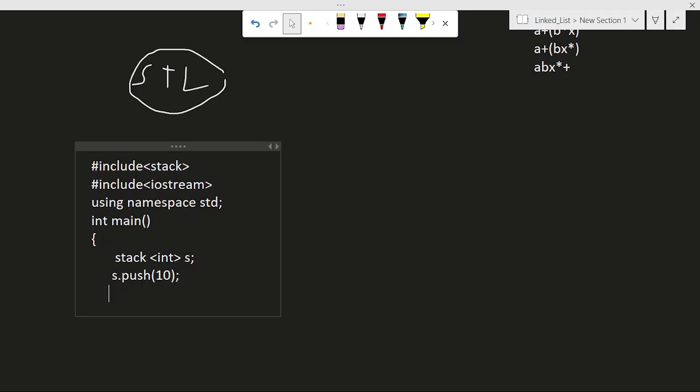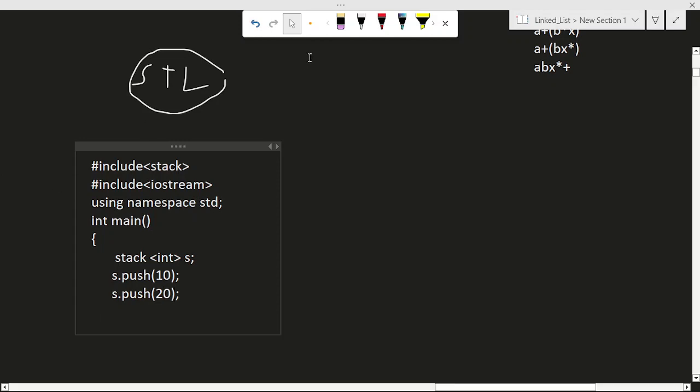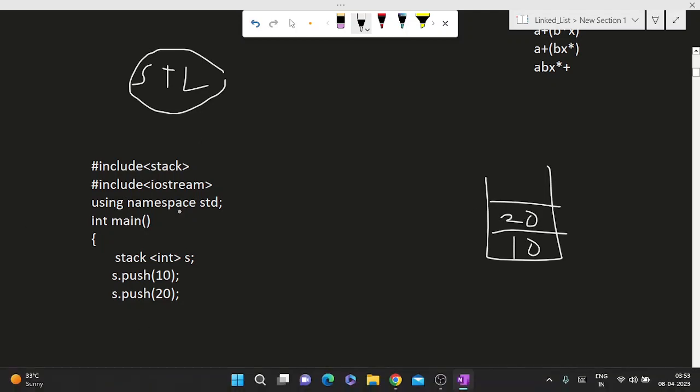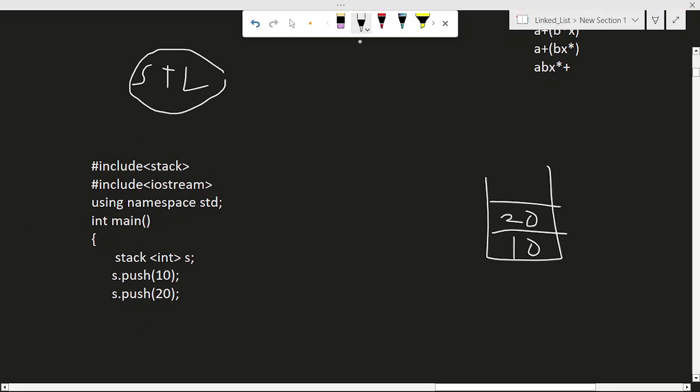So if you want to display yes, I will show you first. First, let me push some more elements like 20. So see how the stack will look. Now the stack will be looking like this: first I have put a 10, after that, on top of it, I have given 20. So how to pop this element? Again, it is so much simple. You don't need to write anything at all.